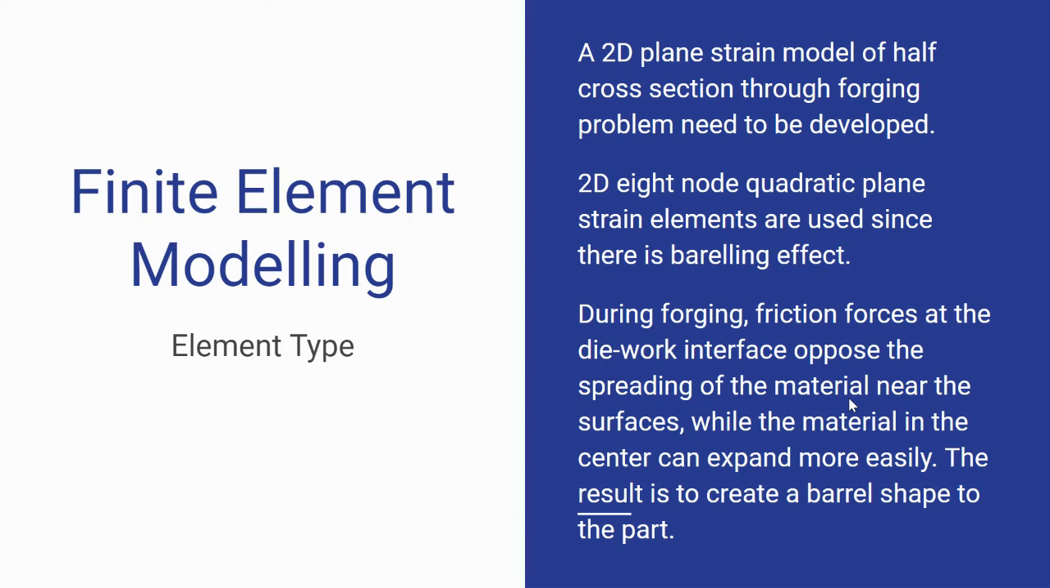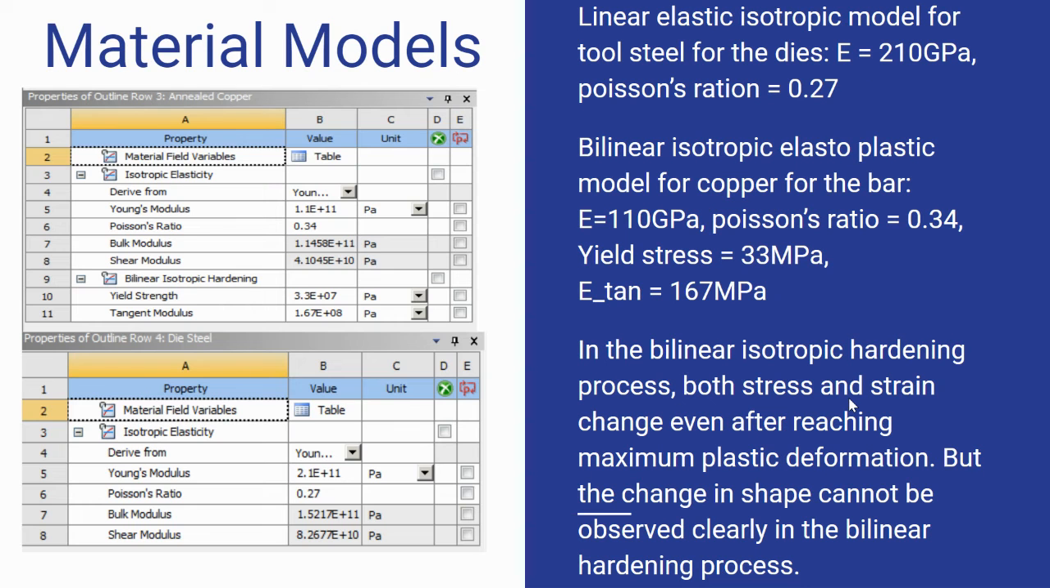During forging, the friction forces at the die-work interface oppose the spreading of material near the surface, while the material in the center can expand more easily. So the result is to create a barrel shape at the butt. Therefore, we cannot approximate it using linear plane strain elements, so we use quadratic plane strain elements. Then material models: a linear isotropic model for tool steel is used.